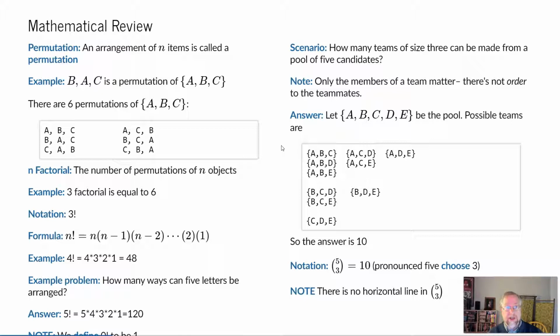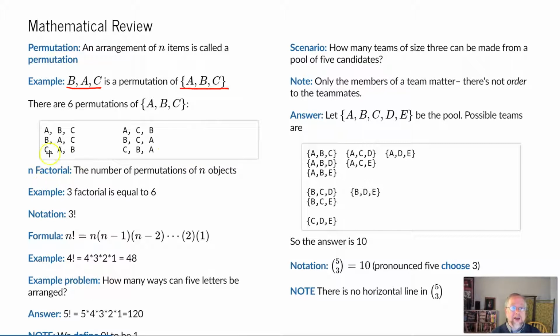Okay, so in a review, here's the review. A permutation is an arrangement of items. So if I had, and again we think of these things in terms of sets mostly, right? If I had this set A, B, and C, so I had 3 letters, and I wanted to think of all the different ways I could arrange them, each of those arrangements would be a permutation. And so BAC, and I'm using the commas just to make things clear, is a permutation of ABC. There are 6 of them: ABC, ACB, BAC, BCA, CAB, and CBA. So those are the only 6 ways you can arrange A, B, and C without using repeats.